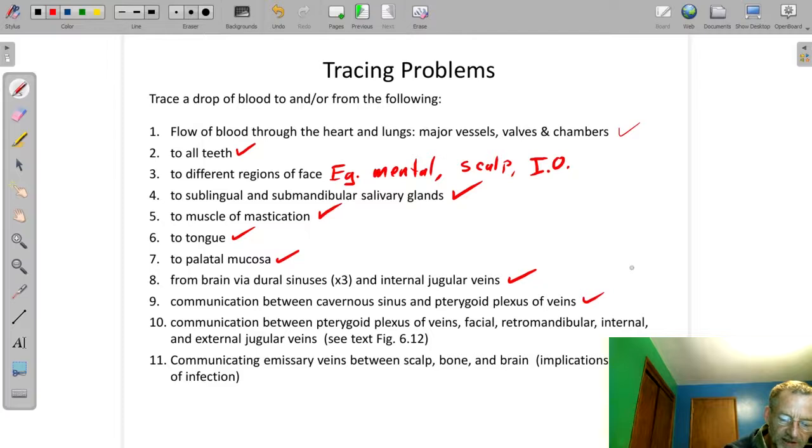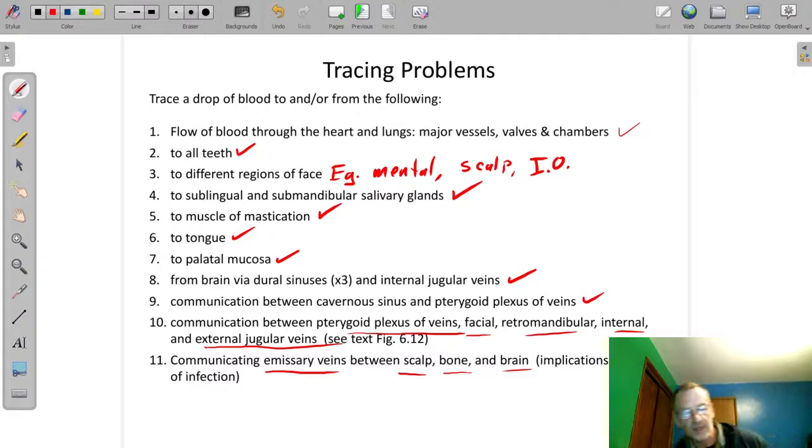This is just pointing out that there is communication between the cavernous sinus and that pterygoid plexus of veins. And then those connections between the pterygoid plexus of veins, the facial, retromandibular, internal, and external jugular. We did that several times. And then this idea of those emissary veins passing from the scalp through the bone into the brain. So just some basic review problems for you to think about. I think for your field of study, the teeth and the associated soft tissues would be good tracing problems, salivary glands, etc. Okay, that's it for blood vessels.